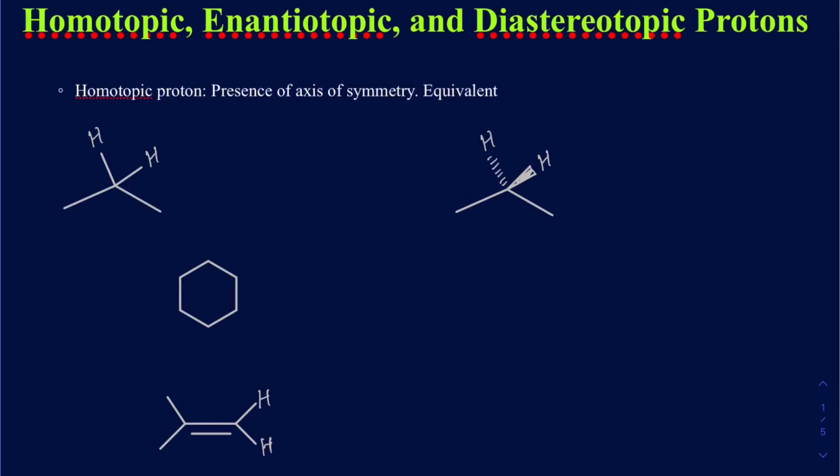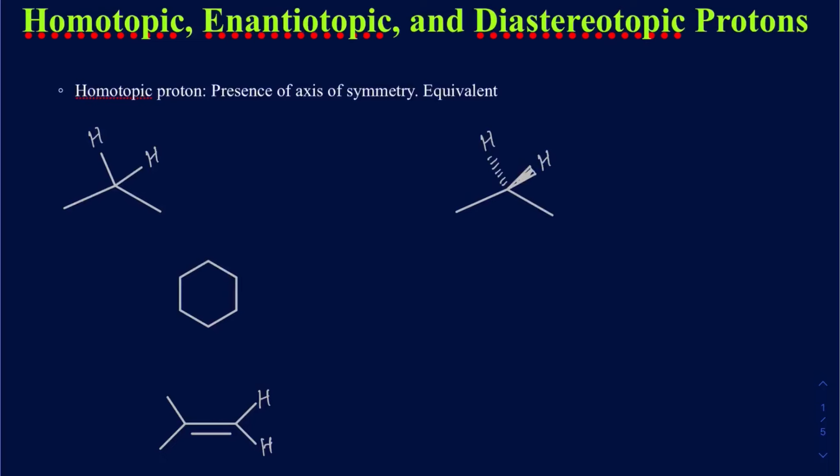Hello everyone, in this video we're going to be differentiating the homotopic, enantiotopic, and diastereotopic protons. They are very important to be able to identify in the proton NMR. So let's jump into the homotopic proton. Whenever you have the presence of an axis of symmetry, then you're going to have a homotopic proton.